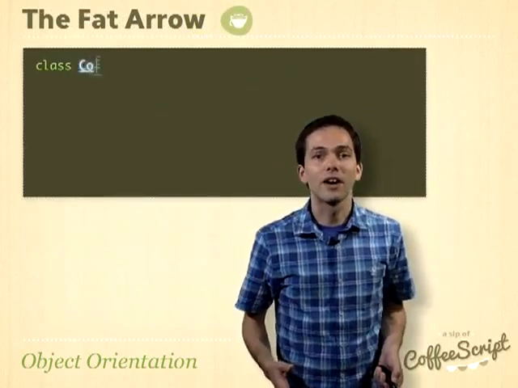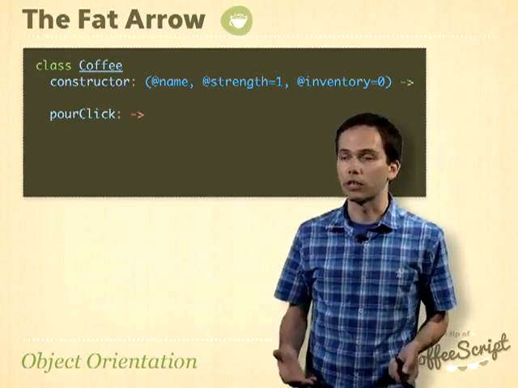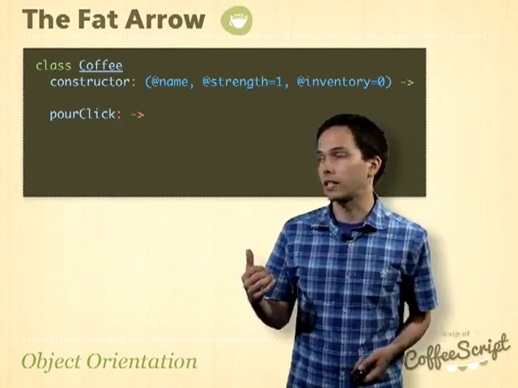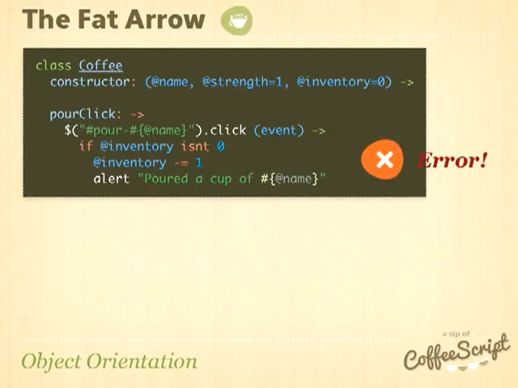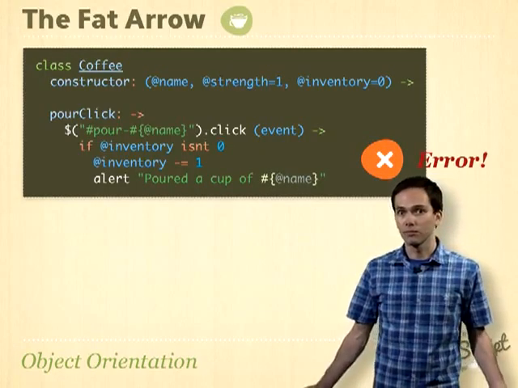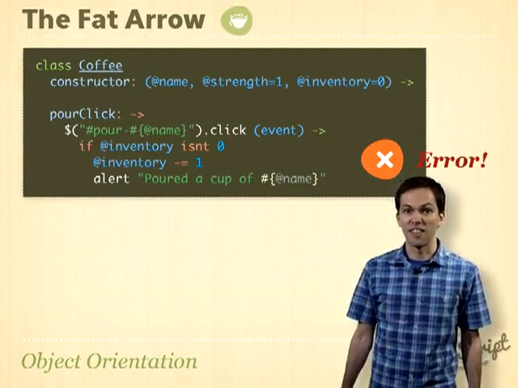We're going to want to use this coffee class from inside of our jQuery. So let's put some jQuery in here with the pour click function. So we're going to watch for a click event. If inventory isn't 0, take away 1, and then alert that we poured a cup of coffee. But this isn't going to work. Why? Well, it's because of this.